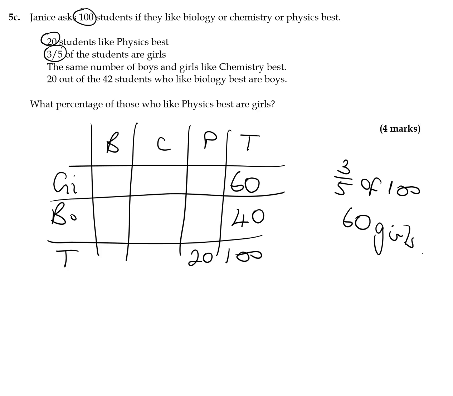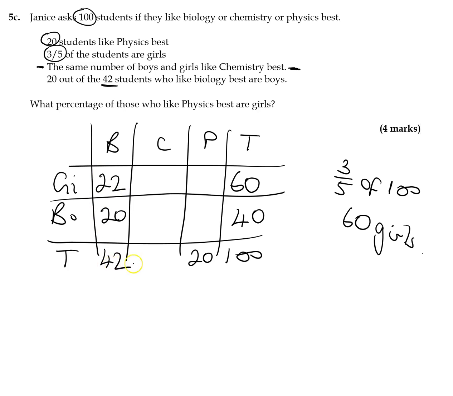Now we know the same number of boys and girls like chemistry, but we don't know anything about the chemistry, so we're going to have to come back to this one. So make a little note that you haven't used that yet. 20 out of the 42 students who like biology best are boys. So there's 42 students who like biology best, and 20 of those are boys, which means 22 must be girls.